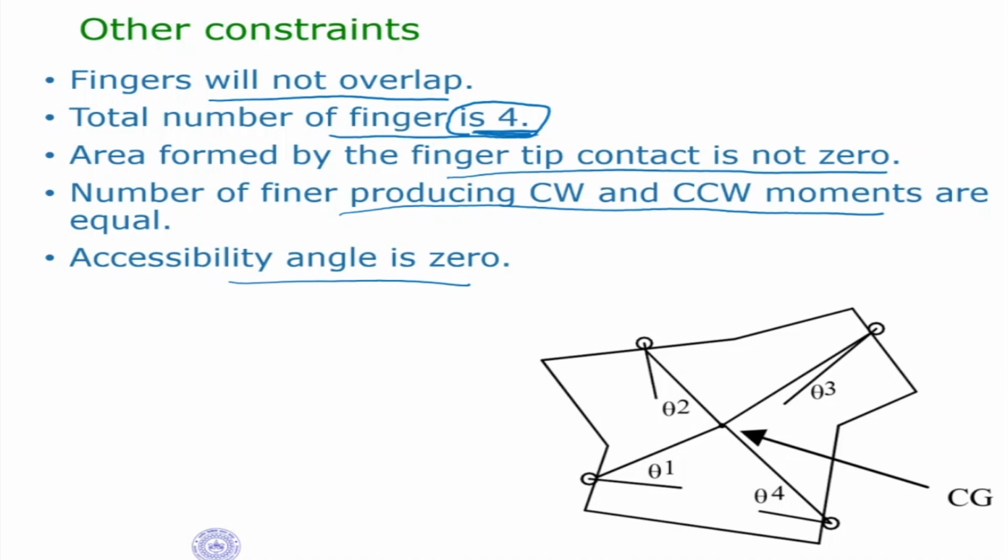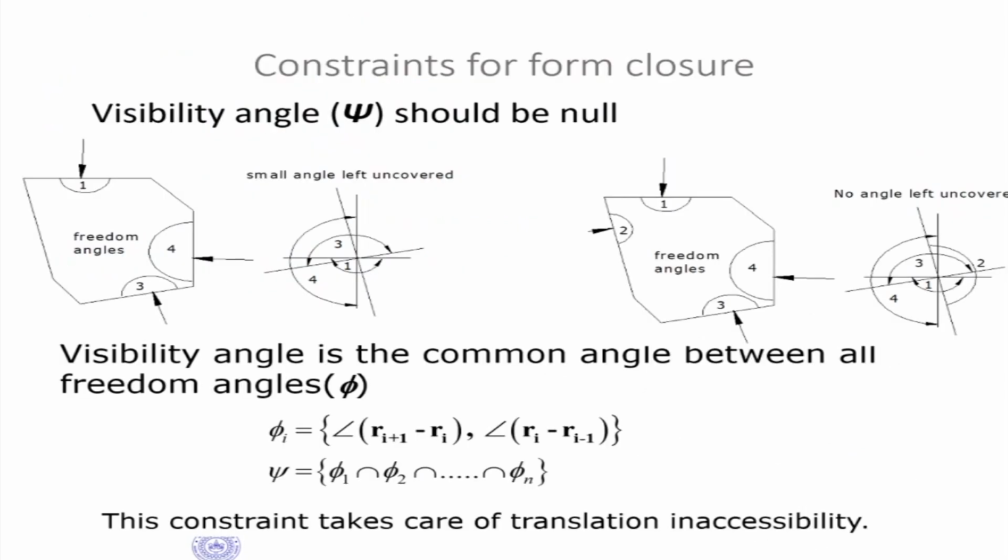Okay, now, the first are very clear. There are 4 fingers. You have clockwise and anti-clockwise moment. Both are there, and accessibility angle is 0. Now, what is this accessibility angle? Accessibility angle basically tells you if the object has been captured or it can still have degrees of freedom so that it can move in a particular direction.